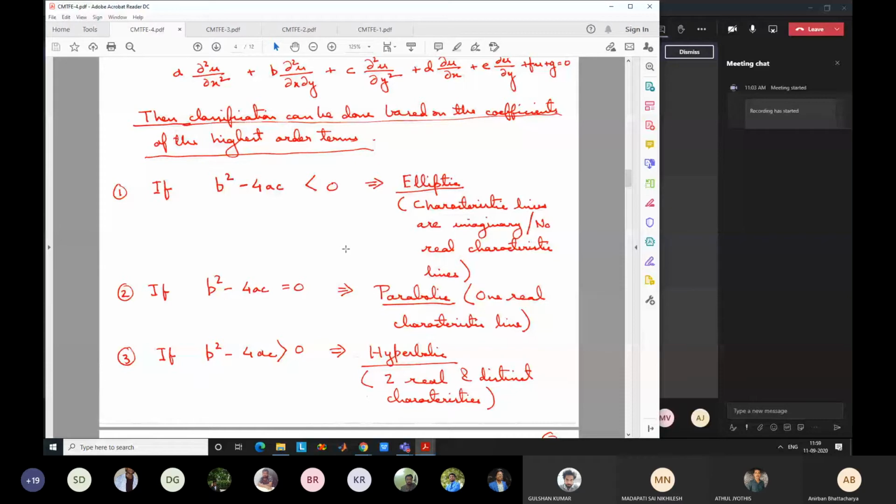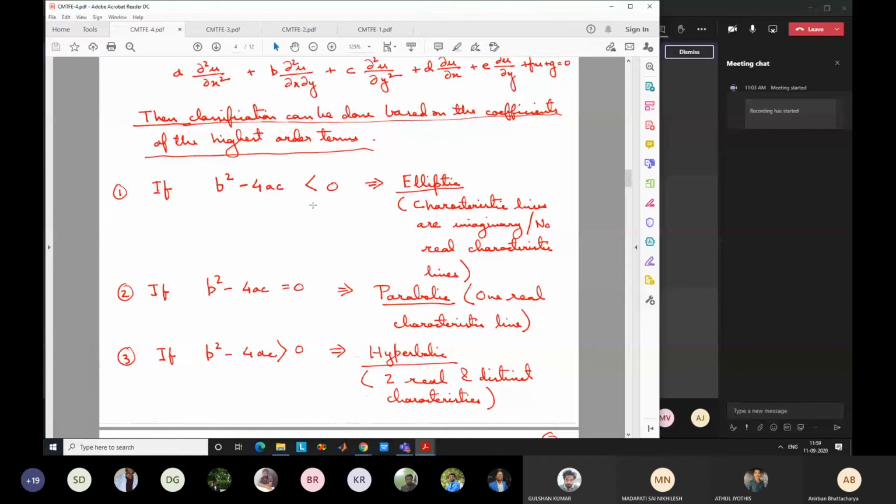Let us not get confused right now. Let us define it mathematically, then we will come to the physical significance. Just bear with me here and assume that if b square minus 4ac is less than 0, it is elliptical. If b square minus 4ac equal to 0, it is parabolic, and if b square minus 4ac is greater than 0, this is hyperbolic.